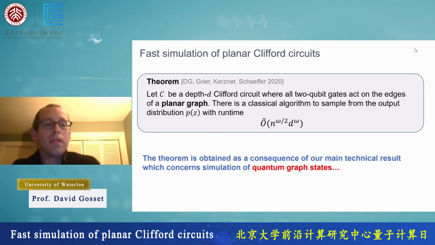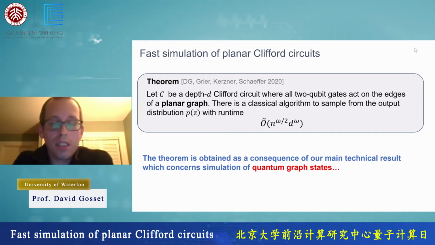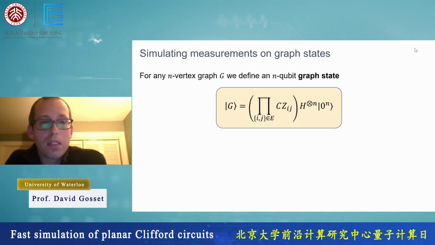So this theorem is actually not the most natural way to phrase our results. It's a consequence of our main technical result, which is phrased in terms of quantum graph states. Recall that for any n-vertex graph, we can define a graph state on n qubits, where we take the all zeros state, apply Hadamards to all qubits, and then apply a controlled-Z gate to every edge of the graph.